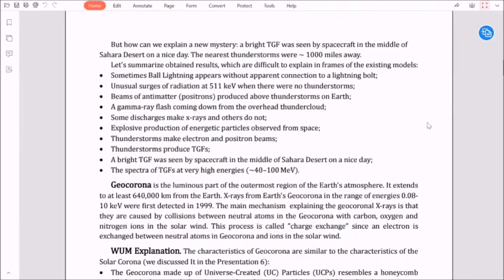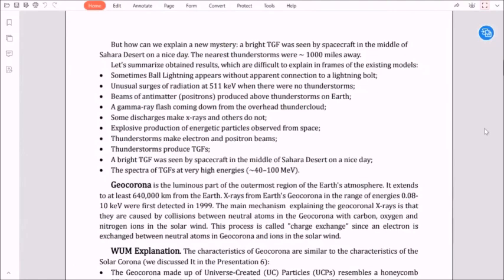Explosive production of energetic particles observed from space. Thunderstorms make electron and positron beams. Thunderstorms produce TGFs. A bright TGF was seen by spacecraft in the middle of Sahara Desert on a nice day. The spectra of TGFs at very high energy, 100 megaelectron volt.